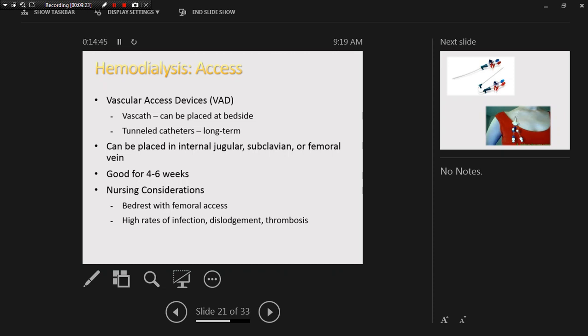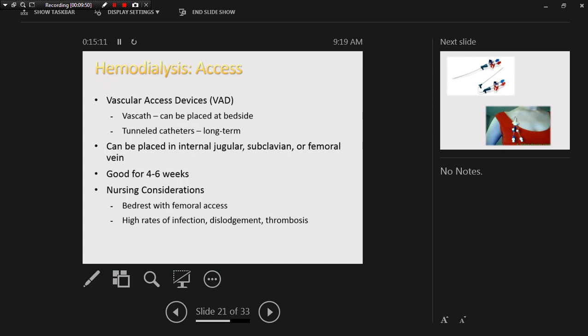And then with some of our other tunneled catheters, like a permacath, you might see those for up to about a year, but most of the time they're not used long term. In some circumstances, when patients are not able to get fistulas or grafts, they may have long-term tunneled catheters. So as long as they survive and as long as they need dialysis, they'll use a tunneled catheter.